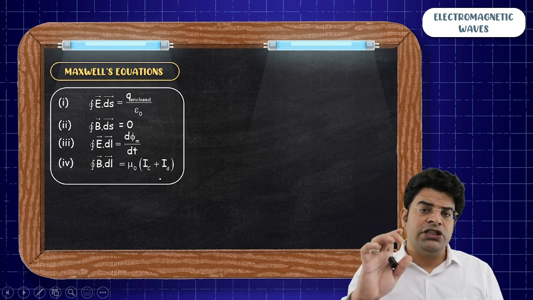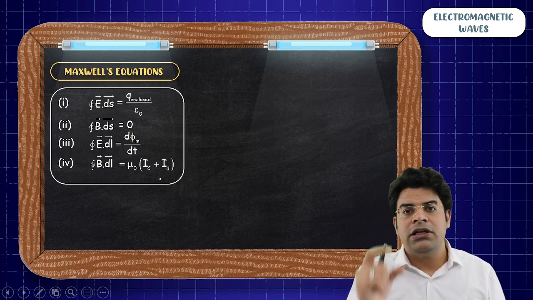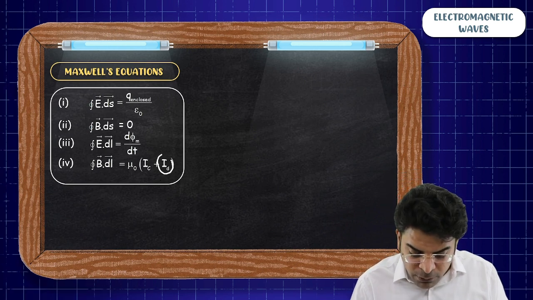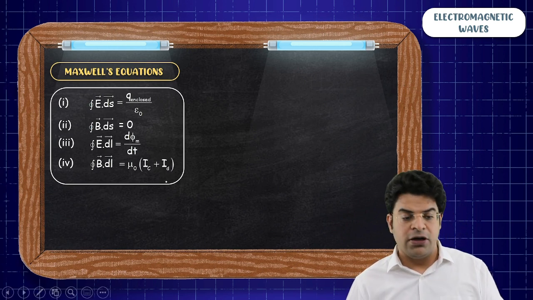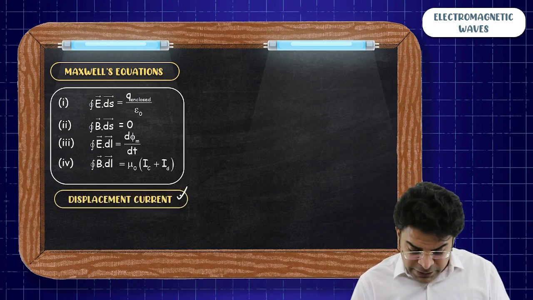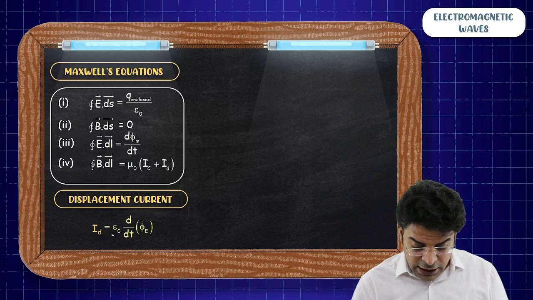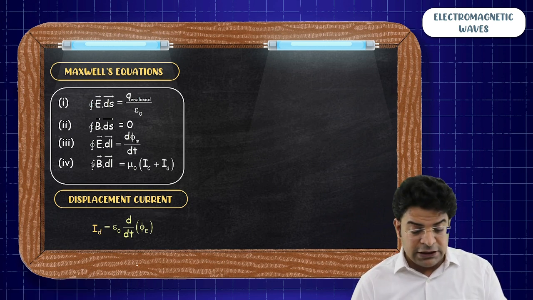These four equations together are called Maxwell's equations. Now here we need to talk more about this term, which is called the displacement current. The displacement current, or ID, is defined to be equal to epsilon naught times the rate of change of electric flux with respect to time.